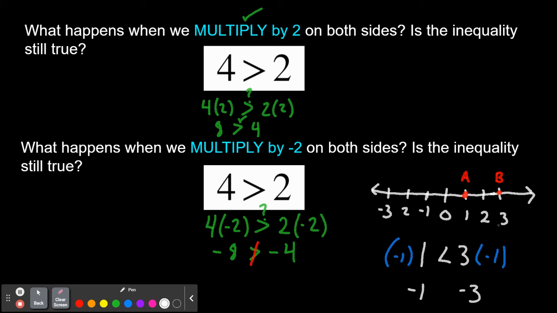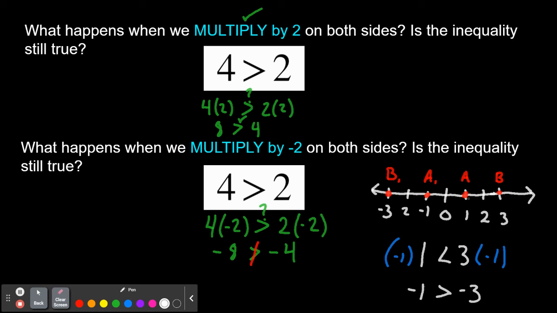-3 is still 3 units from 0. Call it B prime. And A is still 1 unit from 0. But now look, which one is larger? Well, A is larger. A is greater than B. -1 is greater than -3.